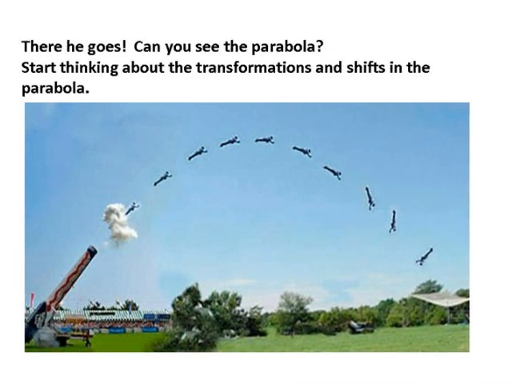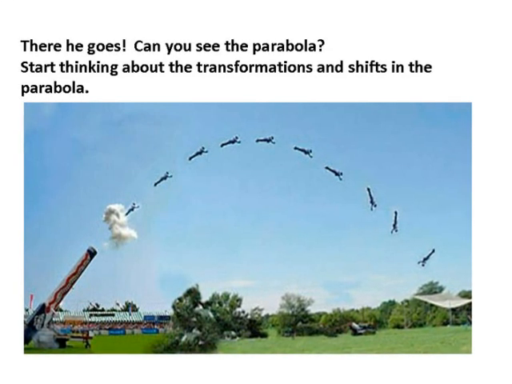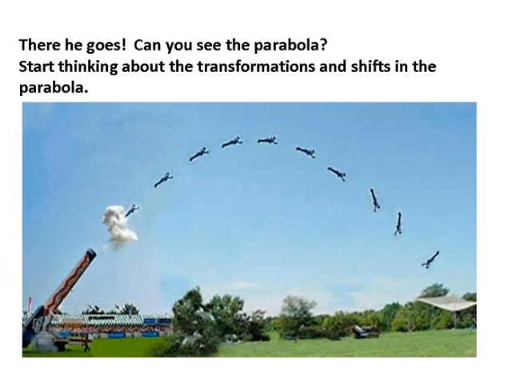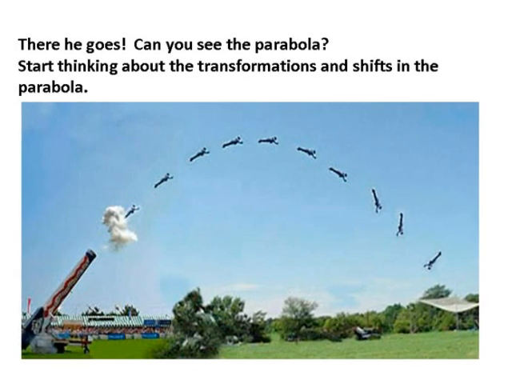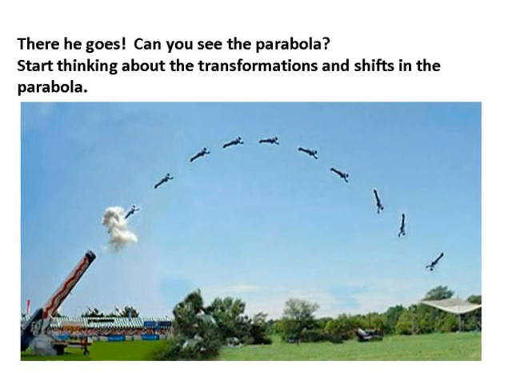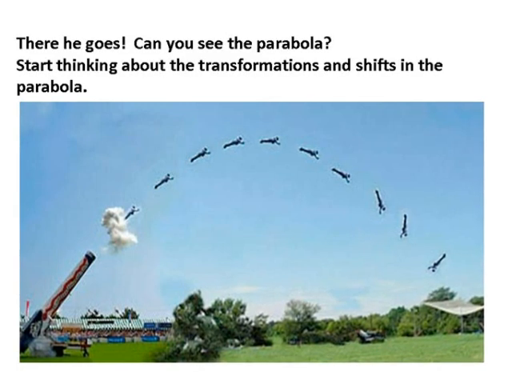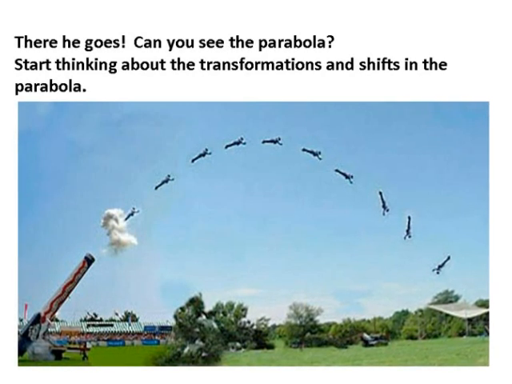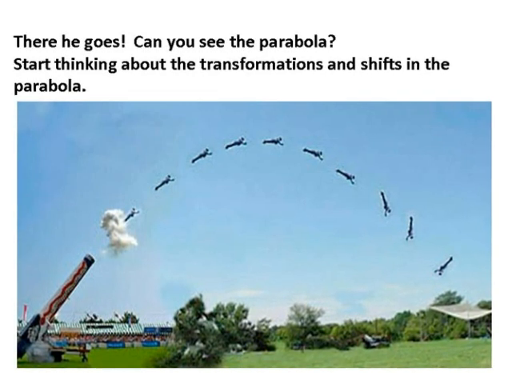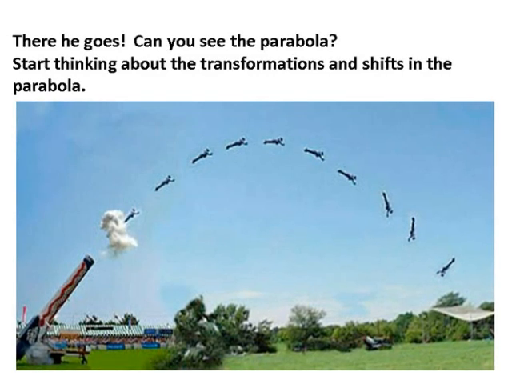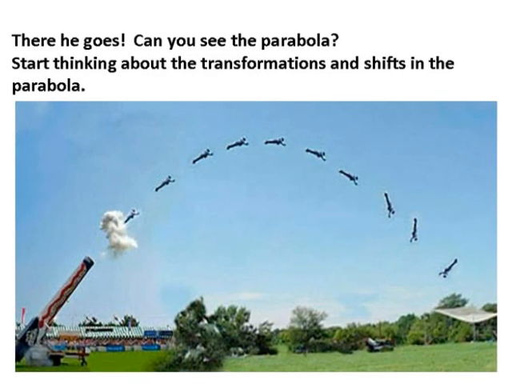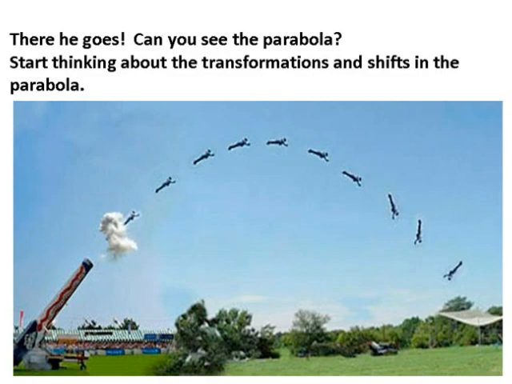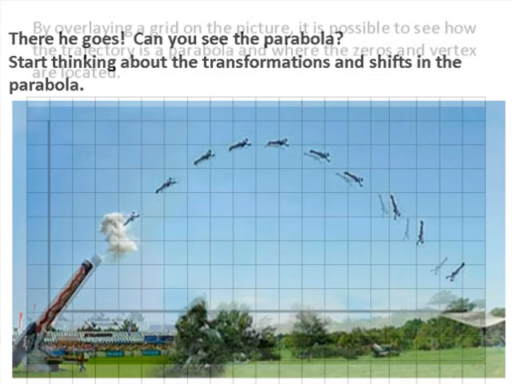So you can see from this slide, this is a time-lapse slide, shows the position of the human cannonball over a period of time after he's shot out of the cannon. So there it goes. Can you see the parabola? Well, I want you to think not only about the parabola, but I want you to think about the transformations and shifts in the parabola. Remember, we did some transformations and shifts, things that would shift the graphs upwards, downwards, left, right, maybe reflected about the y-axis or the x-axis. And that's the kind of thing that we're going to be doing when we look at the human cannonball.